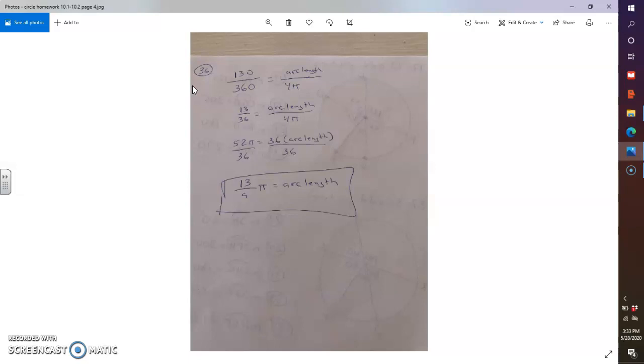And I'm trying to find my arc length. So 130 over 360 equals arc length over 4 pi. I reduced it to 13 over 36, and we cross multiply. 13 times 4 pi is 52 pi, equals 36 times the arc length. We divide by 36. 52 over 36 reduces to 13 over 9, and obviously we're multiplying it by pi.